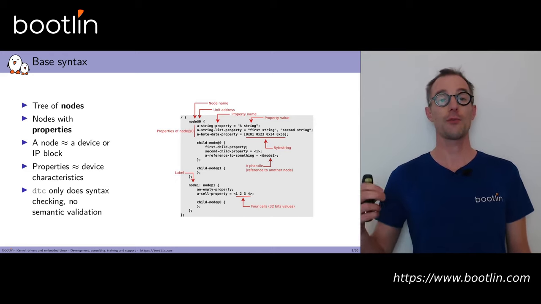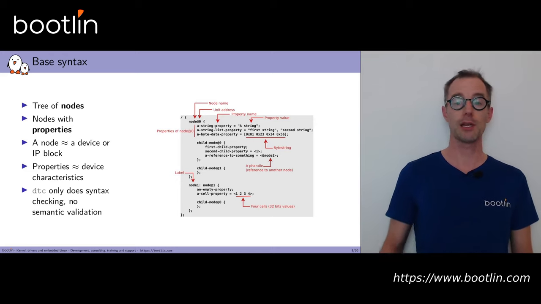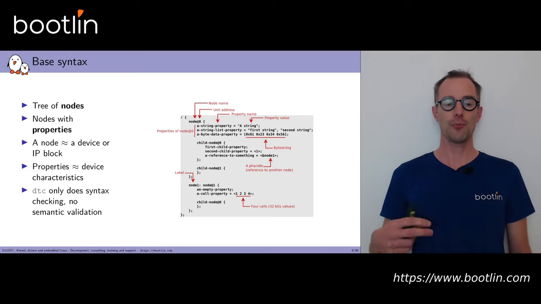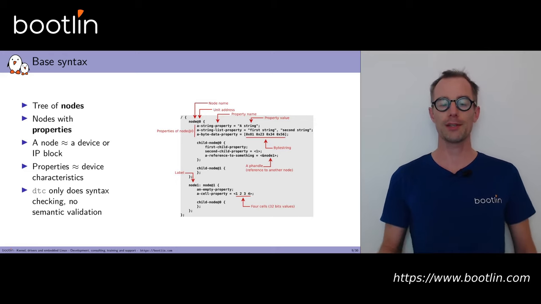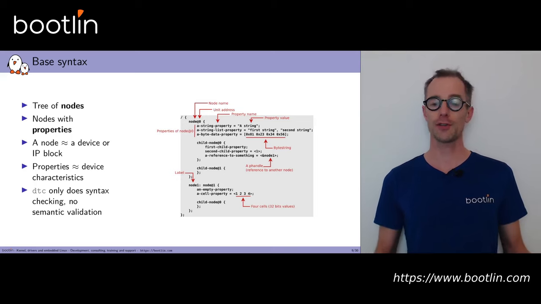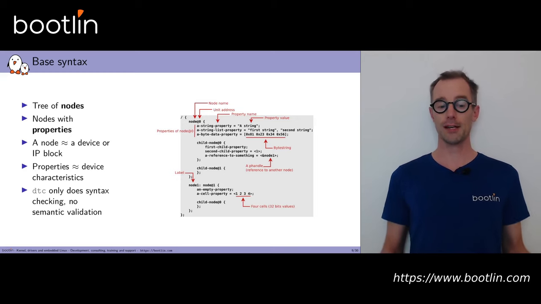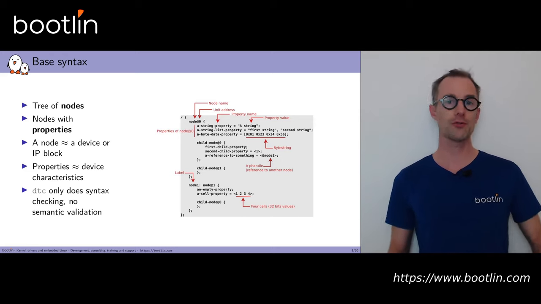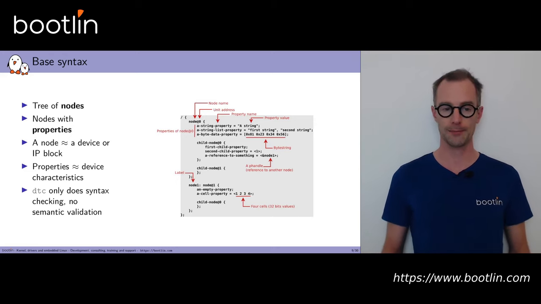And then each of those nodes has properties, and they each have a name and a value. The property values can be strings, integers, arrays of integers, or booleans, so there are different types of properties. And pretty much in the usage of that device tree syntax for representing hardware, we will have one node representing a device or an IP block in a system on chip, while the properties will be there to describe the characteristics of a certain device. It should be kept in mind that the device tree compiler, DTC, only does syntax checking, no semantic validation. So DTC allows you to write completely arbitrary properties with completely arbitrary values. It only matters that the device tree is syntactically correct.